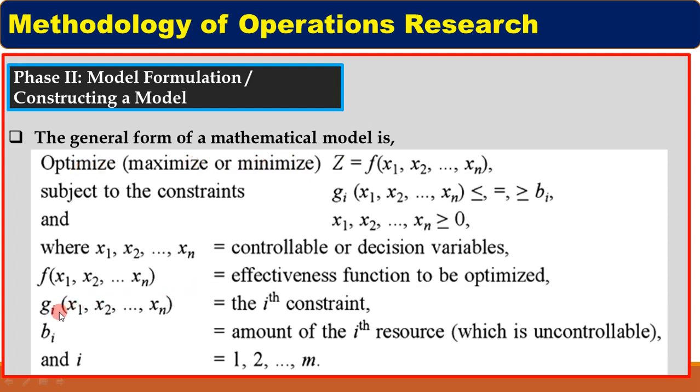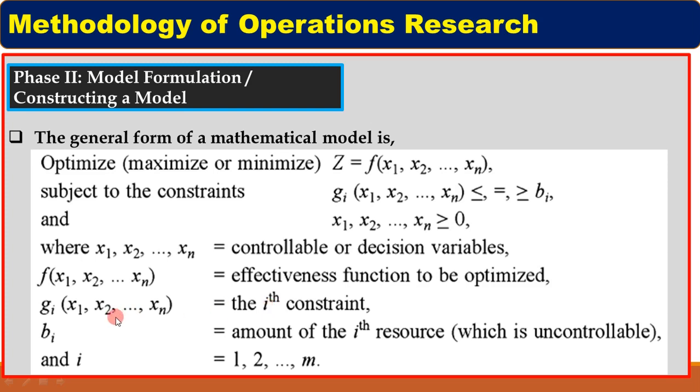Then this gi, which is again a function of the decision variables x1, x2, xn, is nothing but the ith constraint. So i generally represents a number that may be 1, 2, 3. If this number is 2, we can say that there are two constraints. If this number is 3, we can say that there are three constraints.